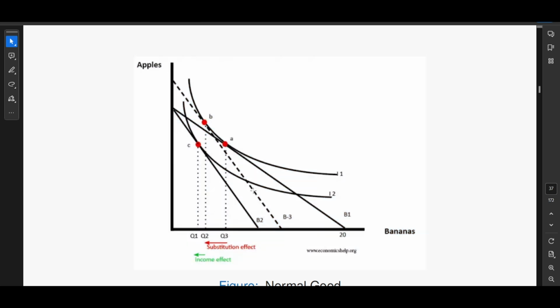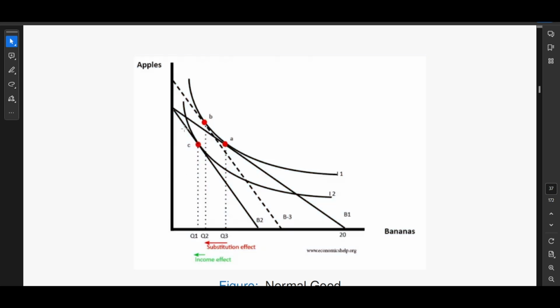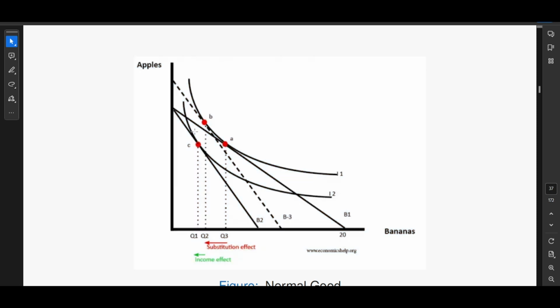But of course, the real income of this person has decreased, so this person needs to adjust their spending behavior. What will happen is we will have a new budget curve, B2. And where the budget curve is tangent to the new indifference curve, I2, is going to be the position where they're now going to be.